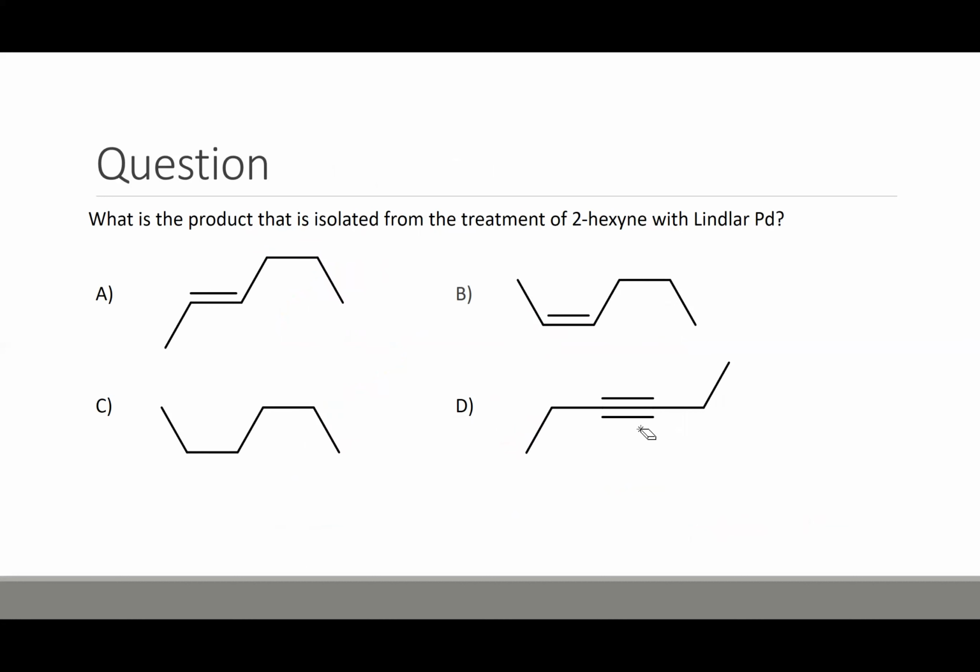So let's do a practice problem. What is the product that is isolated from the treatment of 2-hexyne with the Lindlar palladium catalyst? So 2-hexyne, let's draw that. Hexyne, that's a 6-membered chain with a triple bond on the second carbon. Now we're going to do a Lindlar reaction in which this will become a double bond.